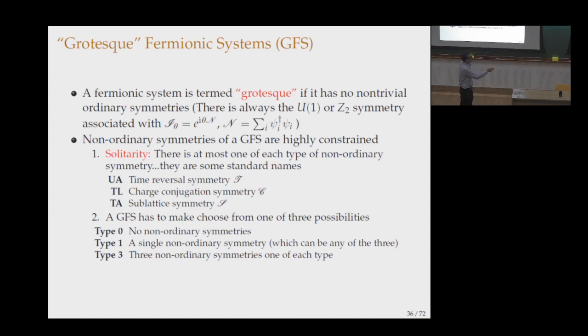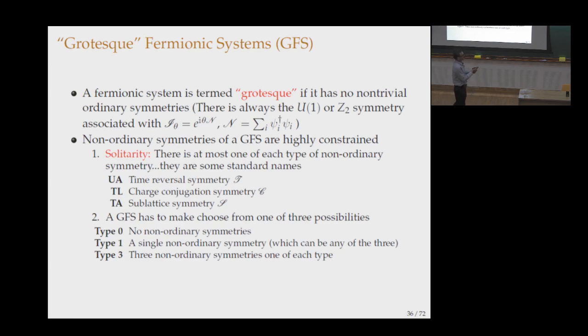So the usual antilinear symmetries, you can give familiar names. You can call this time reversal, you can call this charge conjugation, you can call this sublattice. The high energy people call the sublattice chiral, but okay, we will call it sublattice. And such systems which don't have any ordinary symmetries, I call grotesque, because in some sense if I don't have ordinary symmetries, it doesn't look nice, right?